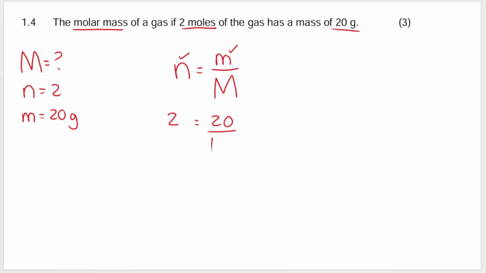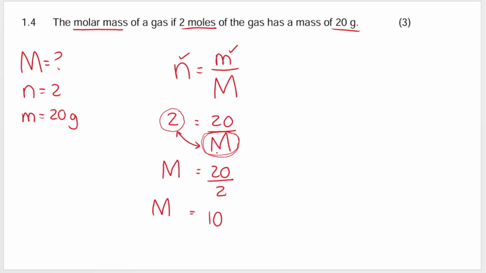And in the place of big M, I leave it as big M because I'm looking for it. Now, if I'm solving for the variable and the variable is at the bottom of the fraction, what this means is that this variable, the unknown at the bottom of the fraction, must swap places with the thing on the other side of the equation. So big M is equal to 20 divided by 2. These two things swapped places. So big M is 10, and remember the unit for molar mass is grams per mole.